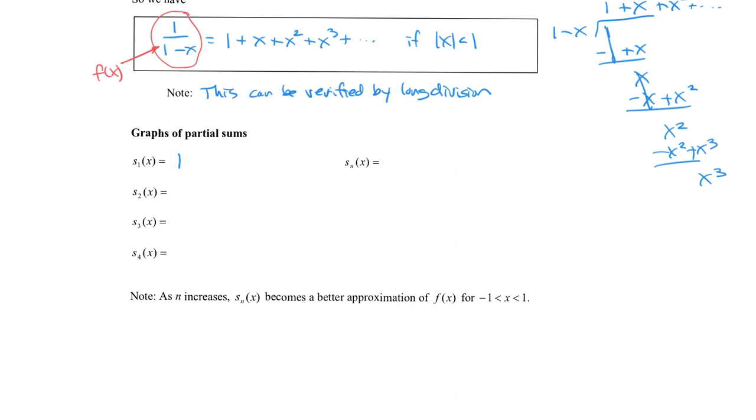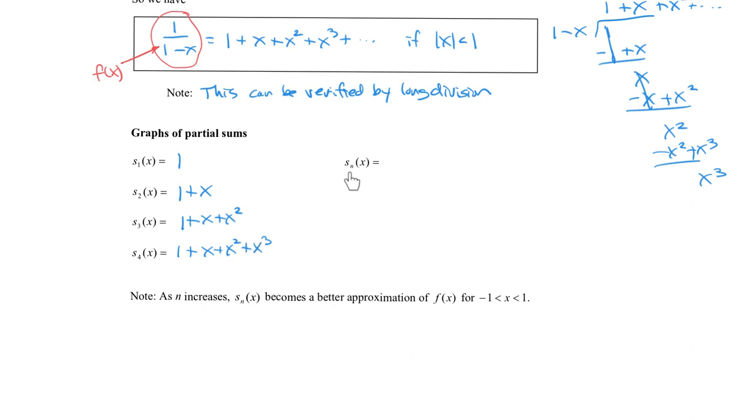And then this next one would be the sum of the first two terms of the series. So it would be 1 plus x. And then this one would be the sum of the first 3, right? So it's partial sums again, sum of the first 3 terms of the series. 1 plus x squared. And then likewise, s sub 4 would be 1 plus x squared plus x cubed. And you can see a pattern here. S sub 2 goes to x to the first power. S sub 3 goes to x to the second power. S sub 4 goes to x to the third power.